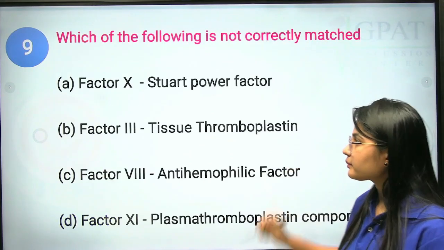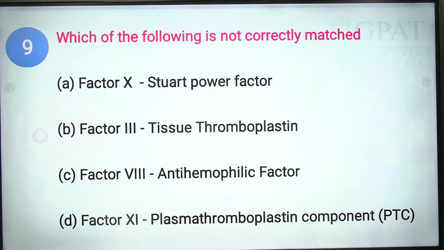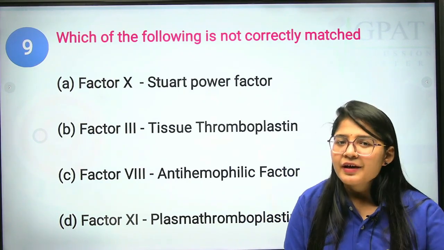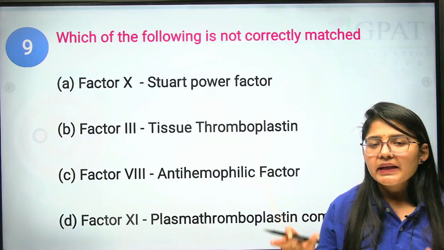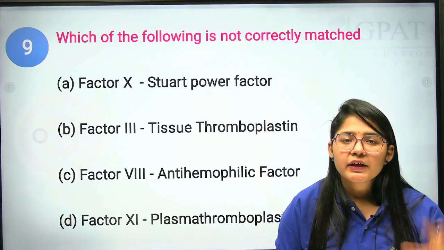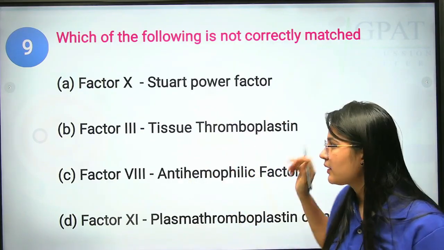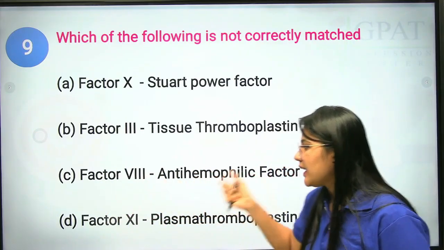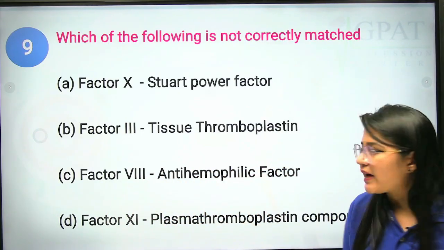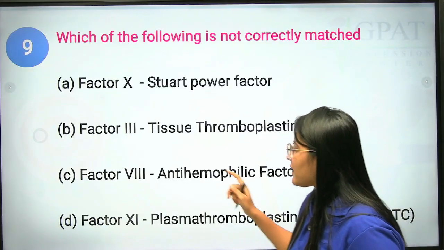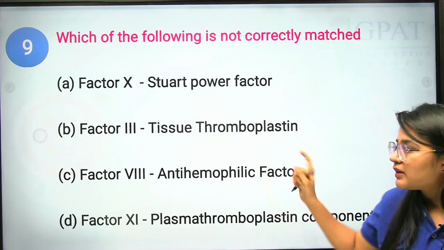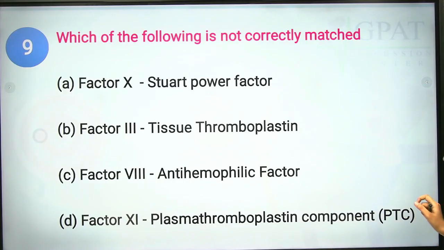Next question. Which of the following is not correctly matched? For this, you need to remember the tricks. Freshers party tonight. By keeping those sequences in your mind, you can clearly make the match. First of all, this is the correct one: factor number 8 is anti-hemophilic factor. Now we have factor number 10, that is known as Stewart factor. This is also correct. Clear?